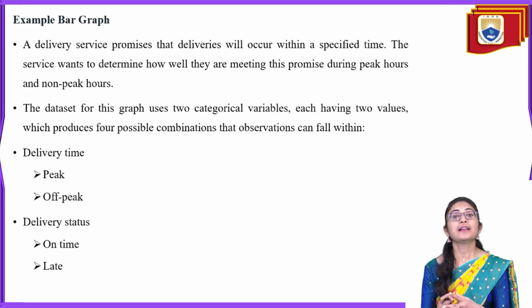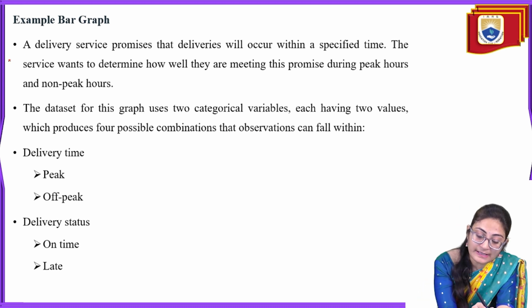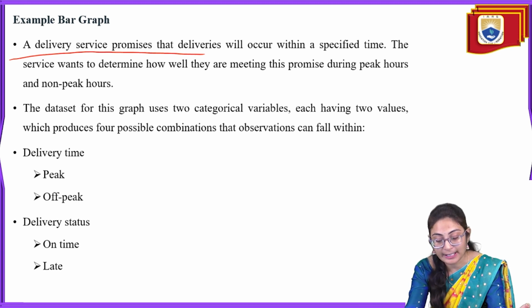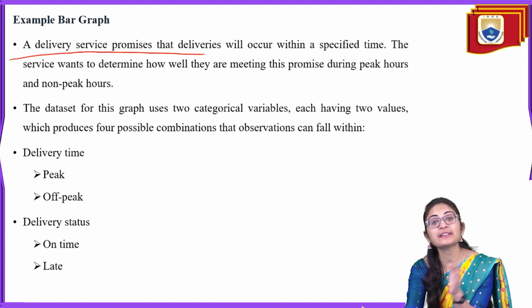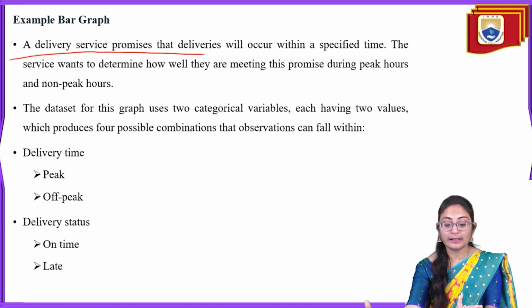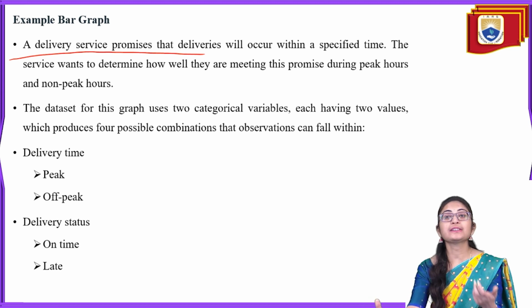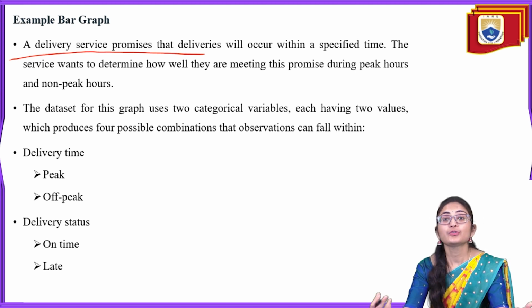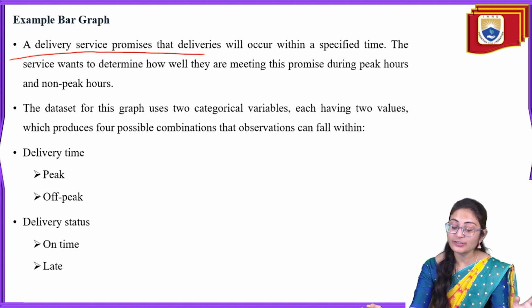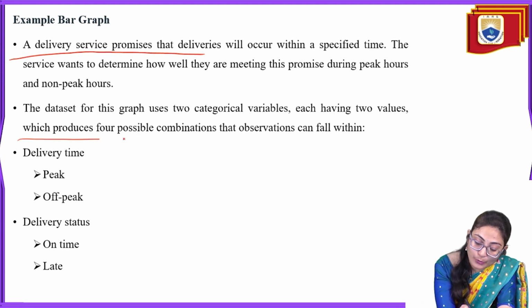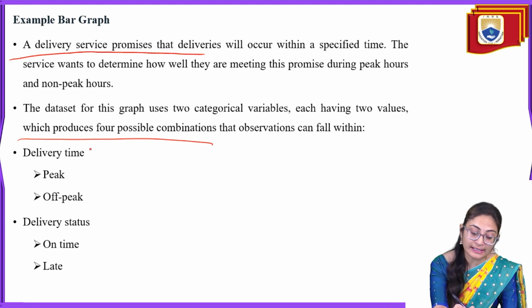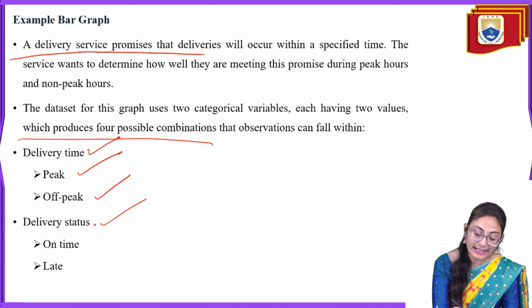Now here is an example of a bar graph. A delivery service promises that deliveries will occur within the specified time. The service wants to determine how well they are meeting this promise during the peak hours and non-peak hours. The dataset for this graph uses two categorical variables, each having two values, which produces four possible combinations that observations can fall into: delivery time, peak or off-peak, and delivery status, on time or late.